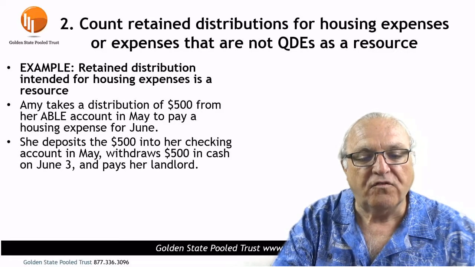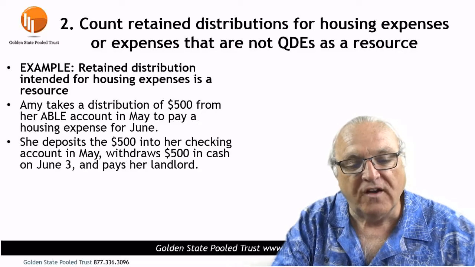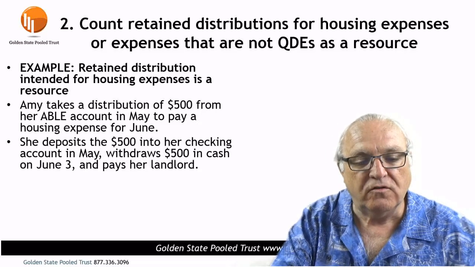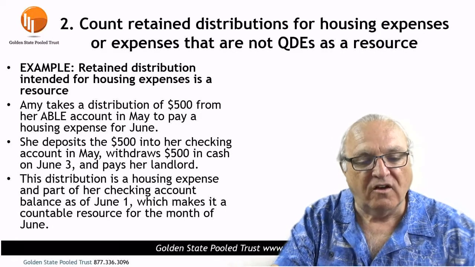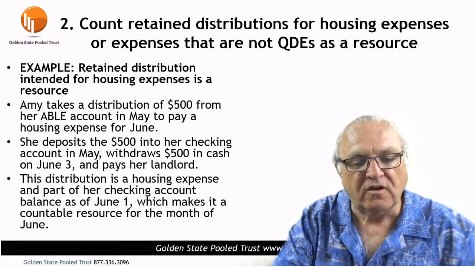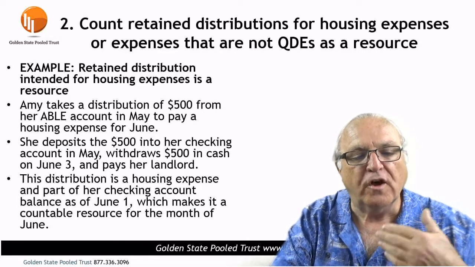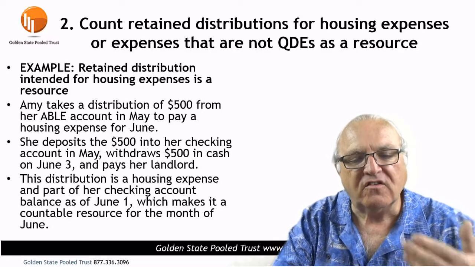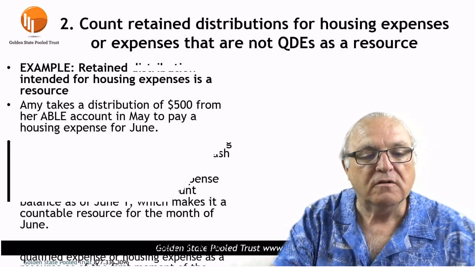She deposits the $500 into her checking account in May and withdraws the $500 cash on June 3rd and pays the landlord. This distribution is a housing expense and part of her checking account balance of June 1st, which makes it a countable resource for the month of June. Had Amy done that all in the month of May, then it would not be counted.